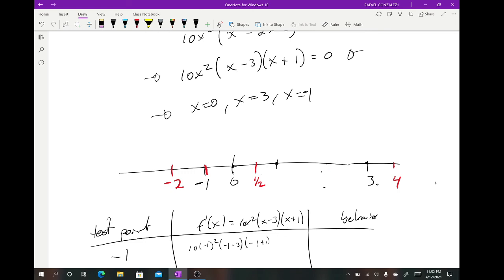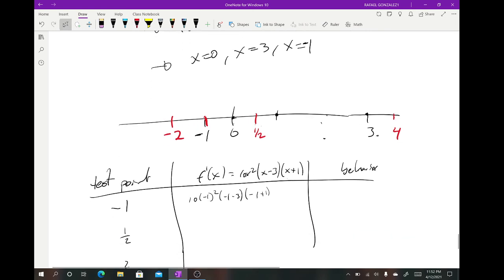Yeah, and -1 is actually a critical value, so let's pick -2 here. So instead of having -1s here, I'll have -2s. -2, -2, -2 minus 3, and -2 plus 1.